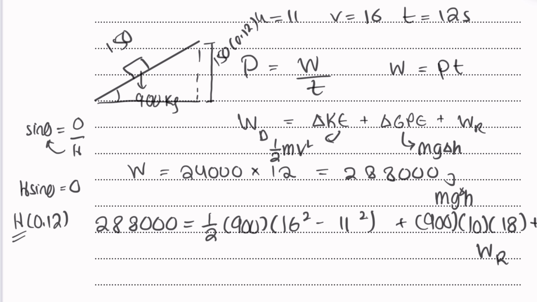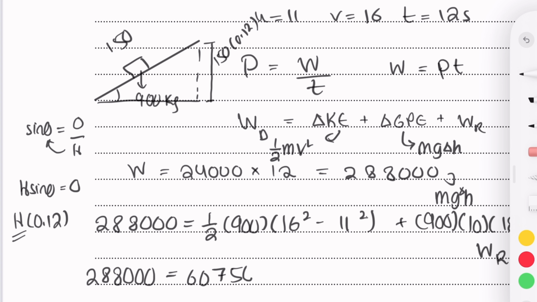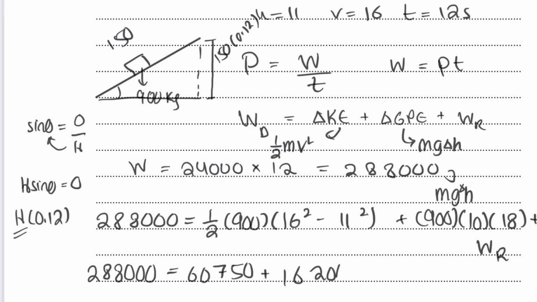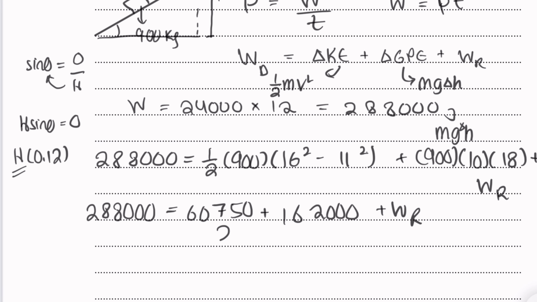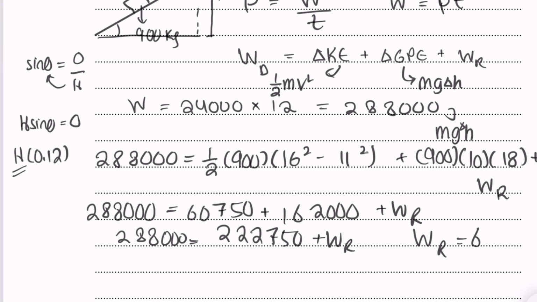So go ahead and use your calculator. 0.5 times 900 times 16 squared minus 11 squared, plus 900 times 10 times 18, and that's equal to 22,750 plus 162,000, plus the work done by resistance. Now if you add these two values together, you get 184,750 plus the work done by resistance equals 288,000. So if you subtract each side, you get work done against resistance to be 103,250 joules.